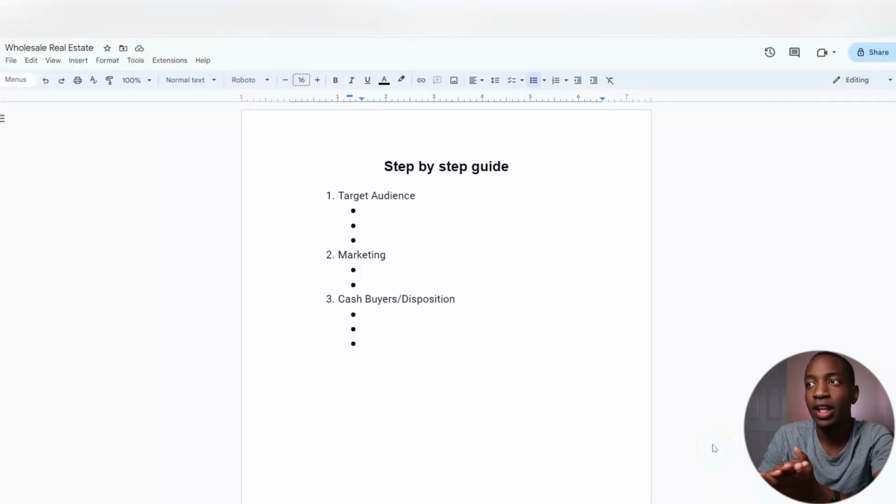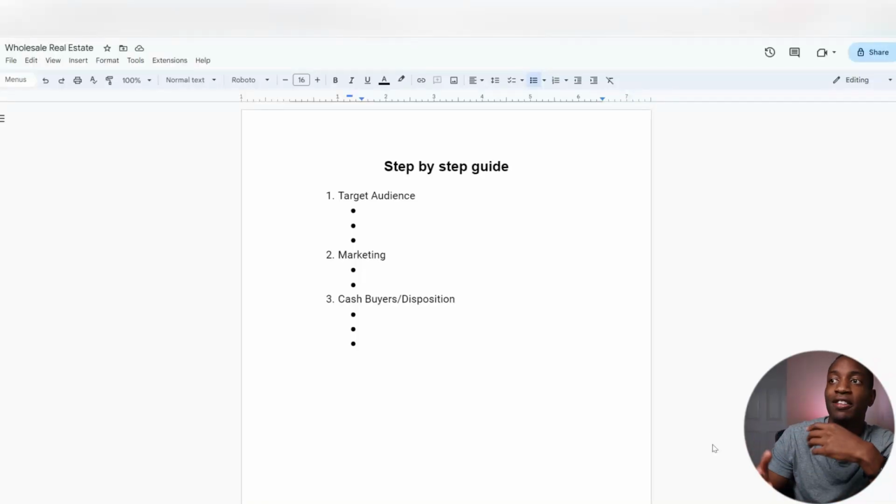All right, so these are the main things that I concentrate on if I'm wholesaling real estate. My target audience, market, cash buyers. And under all of these main sections are the details. So for example, in target audience, we're going to talk about the different types of properties. We're going to talk about the different equity levels. We're going to talk about the different strategies.